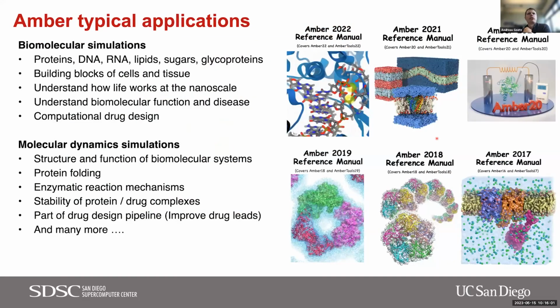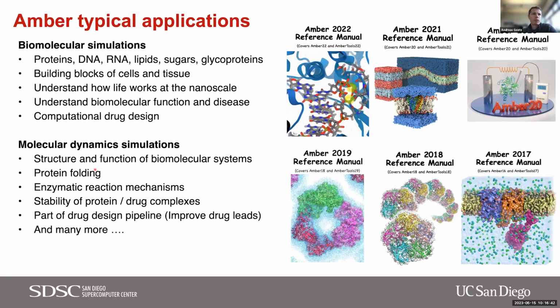So typical applications that we have. So you see from the different manual versions we have, always on the cover we have some sort of biomolecule and its applications that demonstrate new applications that have been enabled by Amber, and all the different types of biological molecules, which are building blocks of cells and tissue, are studied, and it helps us understand how life works at the nanoscale. It helps us understand biomolecular function and disease, and it's used widely in computational drug design. And molecular dynamics simulations in particular give us information about the structure and function of biomolecular systems.